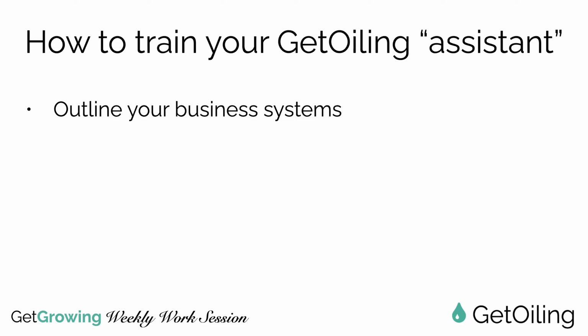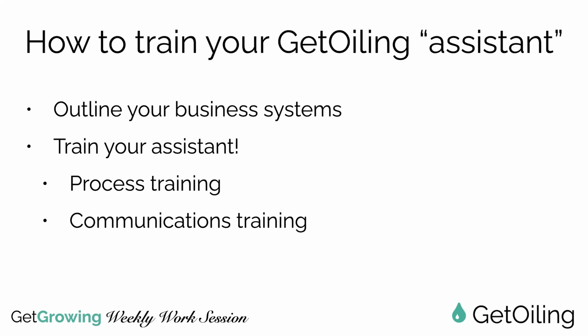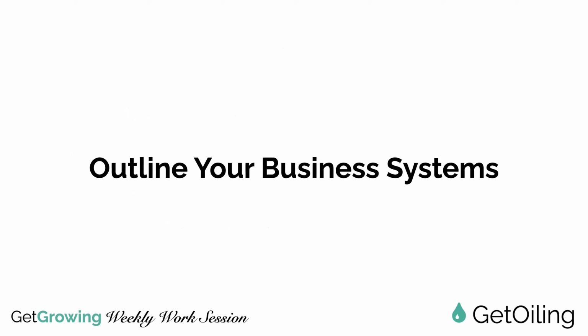Here's an overview of what we're going to talk about today. We're going to outline our business systems. I promise this is simpler than it sounds, and I do have examples. Going to talk about how to train your assistant in processes and communications. These are going to apply to all GetOiling plan levels. And then we're going to talk about accountability coaching, which becomes available as a feature at basic and higher plan levels. Okay, so first thing we want to do is outline our business systems.